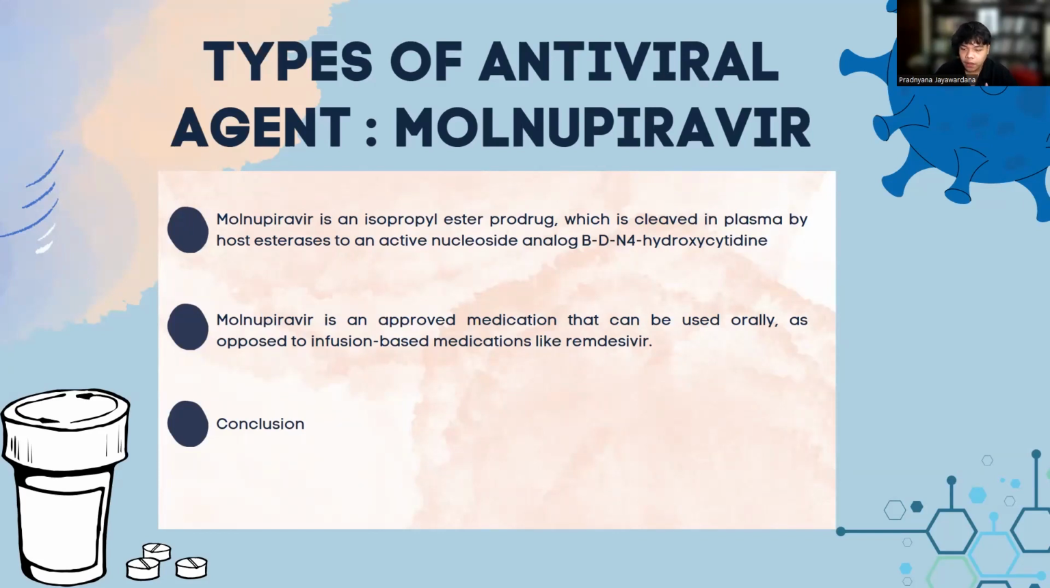Molnupiravir is an approved medication that can be used orally, as opposed to infusion-based medications like remdesivir. For safety, tolerability, and pharmacokinetics, molnupiravir has undergone phase 1 trials. Phase 2 and 3 investigations are now in progress. So, it can be concluded that molnupiravir is an orally accessible medication that can prevent SARS-CoV-2 replication by causing lethal mutagenesis and evading viral proofreading mechanisms.